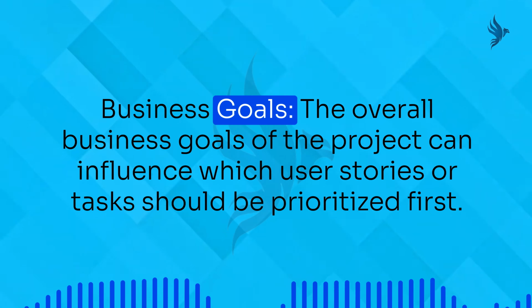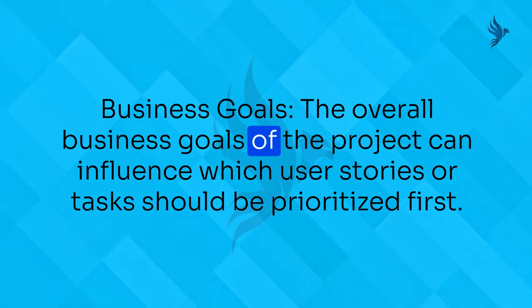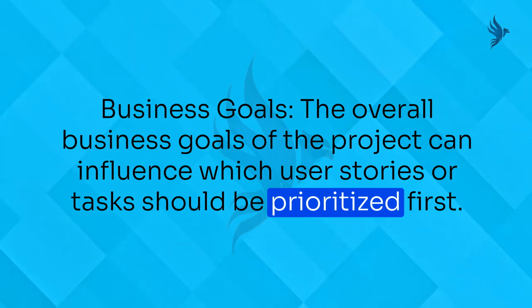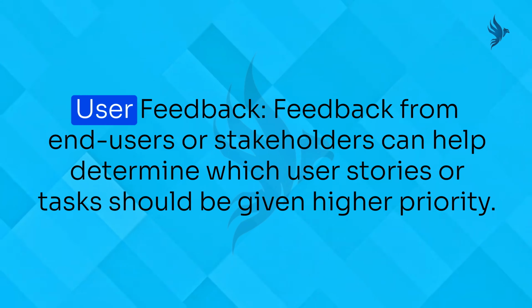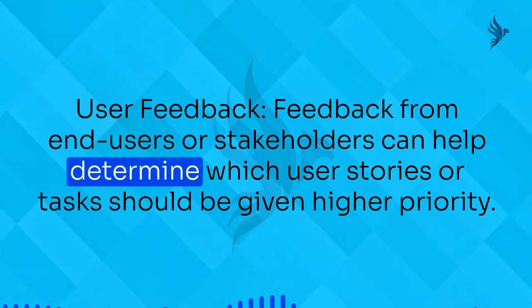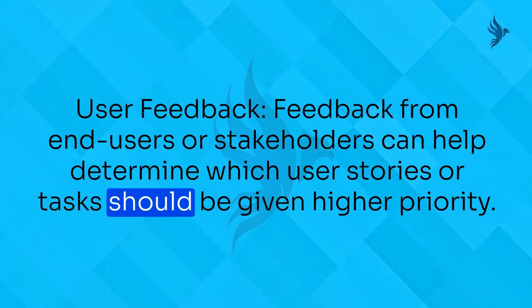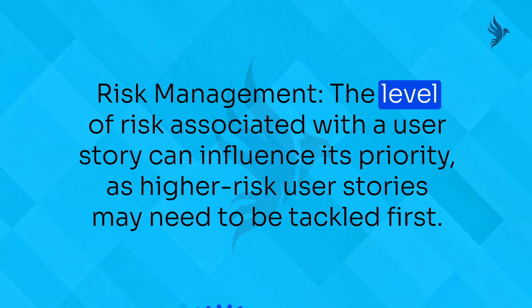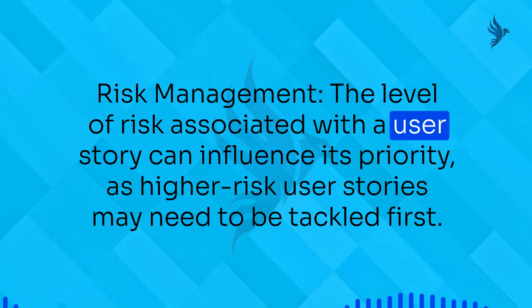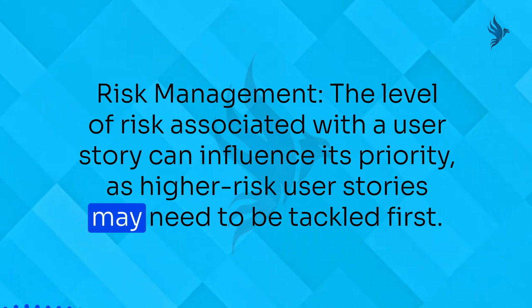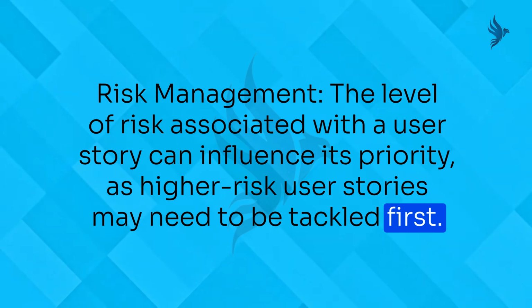Factors affecting prioritization in Agile. 1. Business goals. The overall business goals of the project can influence which user stories or tasks should be prioritized first. 2. User feedback. Feedback from end users or stakeholders can help determine which user stories or tasks should be given higher priority. 3. Risk management. The level of risk associated with the user story can influence its priority, as higher risk user stories may need to be tackled first.